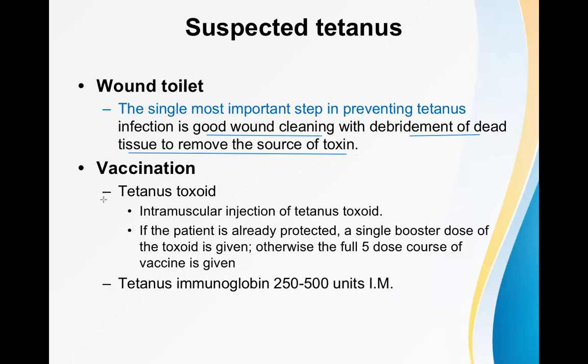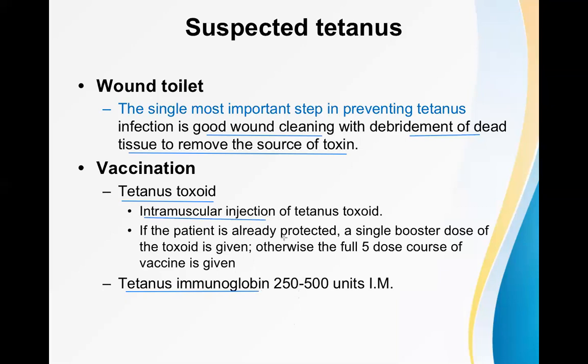Another concept is vaccination. Now see, there are two types of vaccination we can give. Tetanus toxoid is an example of active vaccination or immunization, and tetanus immunoglobulin is the passive one. So both active as well as passive immunization can be given. Tetanus toxoid is given intramuscular. In the adult we usually give this in the deltoid muscle, and in case of a very small baby it is given on the thigh area.